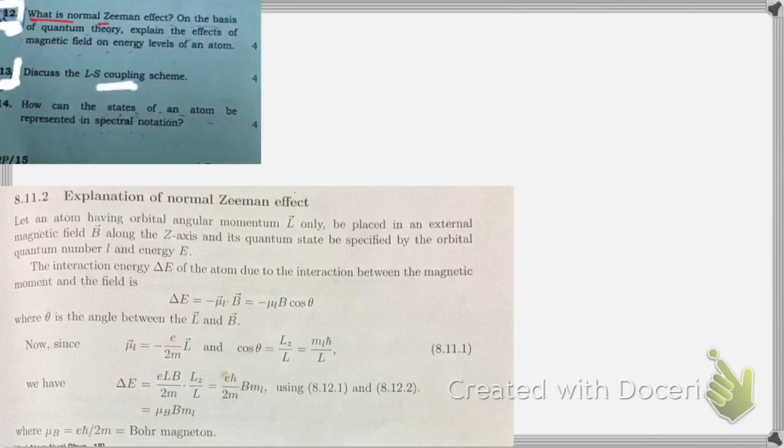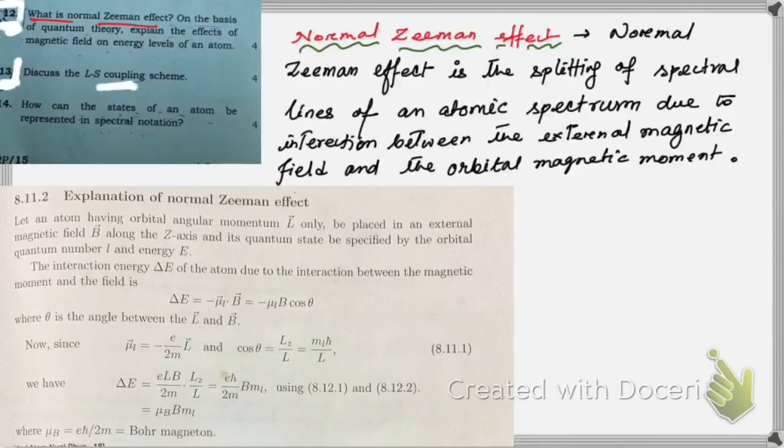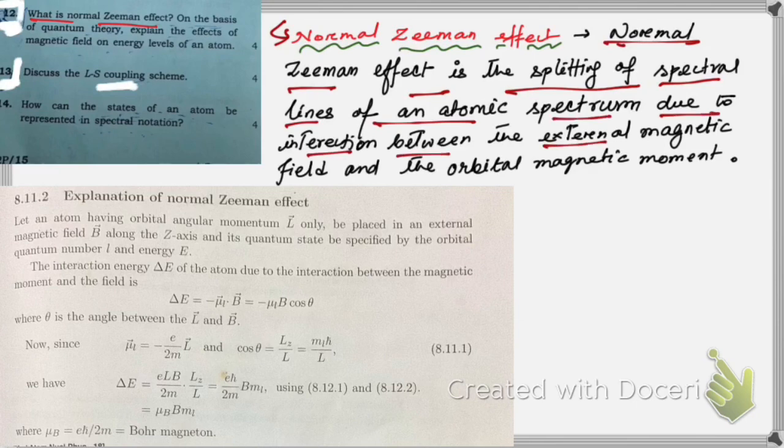So what is normal Zeeman effect, right? So let me write the definition first. So here is the definition: normal Zeeman effect. Normal Zeeman effect is the splitting of spectral lines of an atomic spectrum due to the interaction between the external magnetic field and the orbital magnetic moment. So this is the definition of normal Zeeman effect.